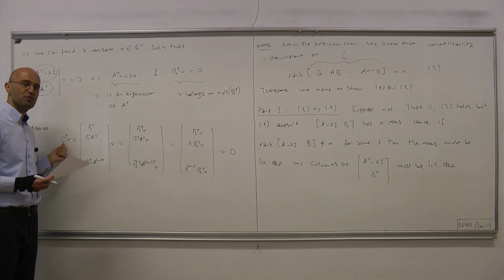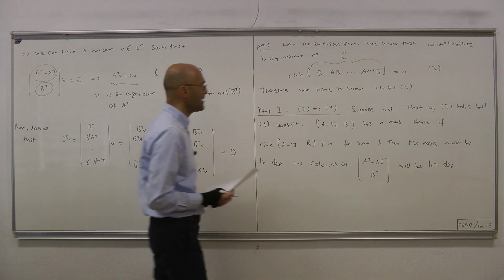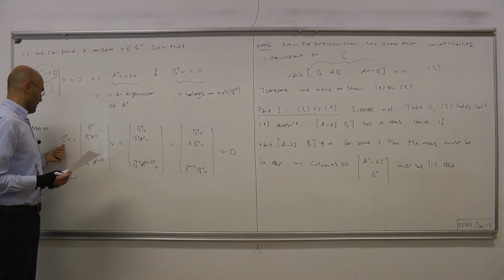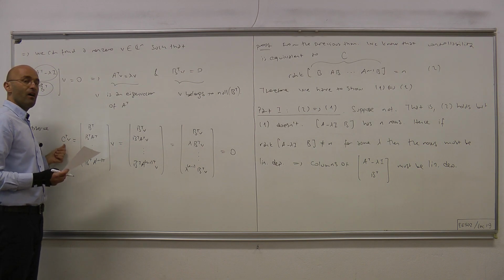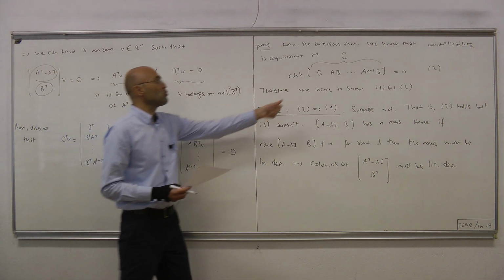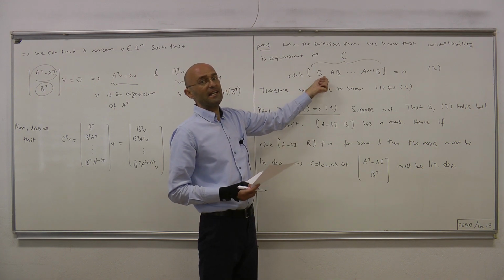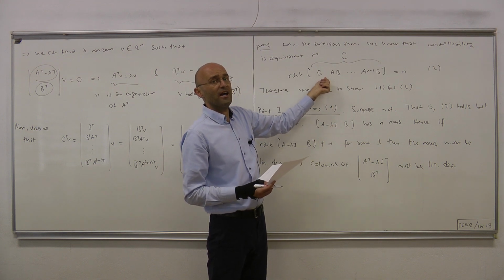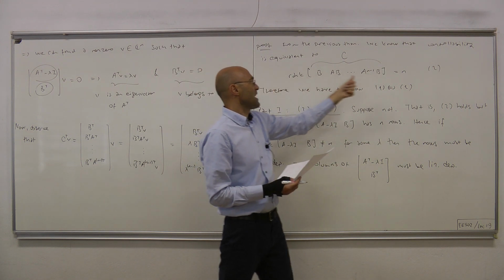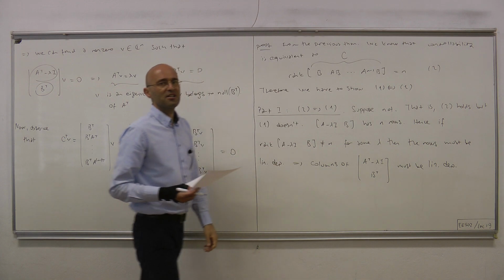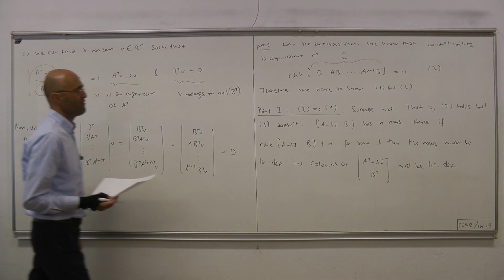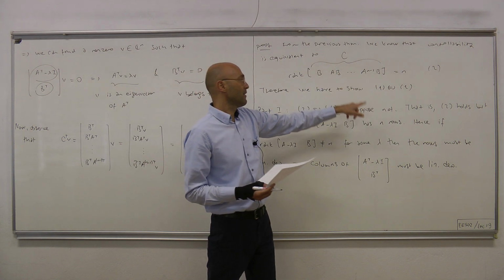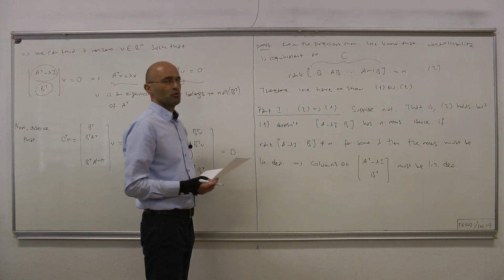How many columns does C transpose have? It has n columns. Therefore, the columns of C transpose are linearly dependent. Rows of C, equivalently, are linearly dependent. And C has n rows. Therefore, the rank cannot be full. The rank must be strictly less than n. Hence, if 1 doesn't hold, then 2 cannot hold either. And that would produce a contradiction.